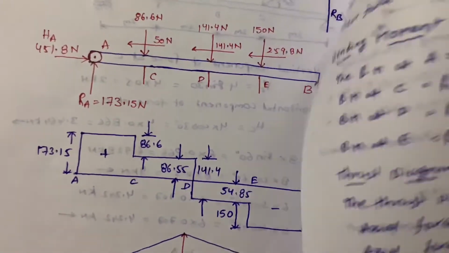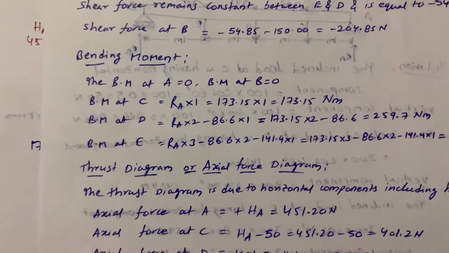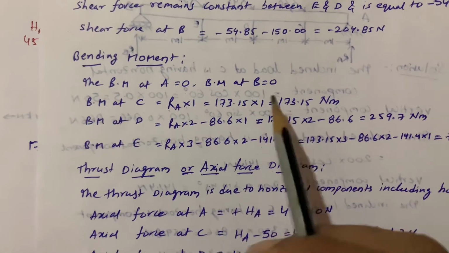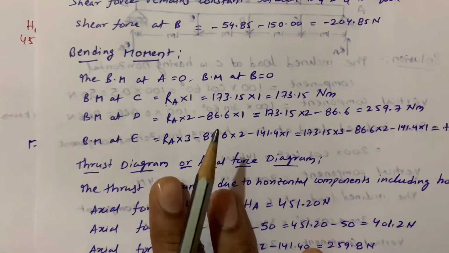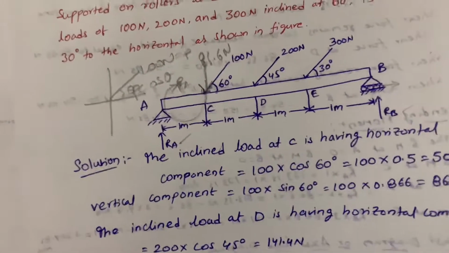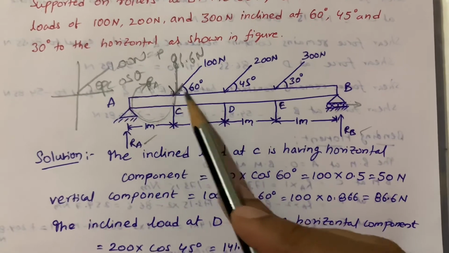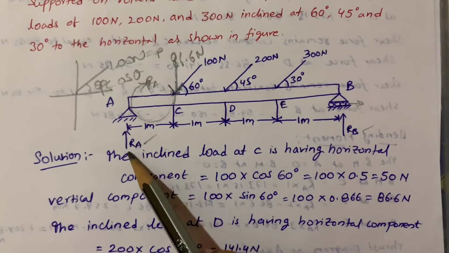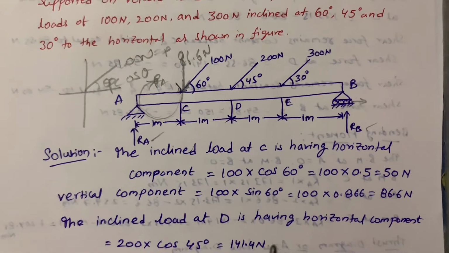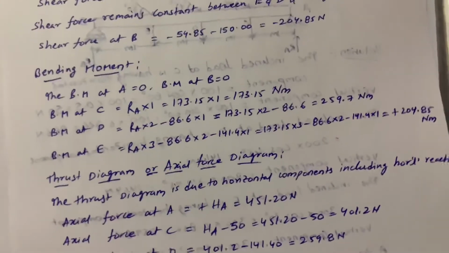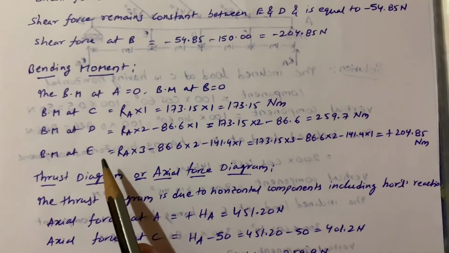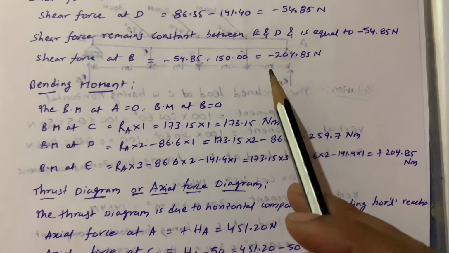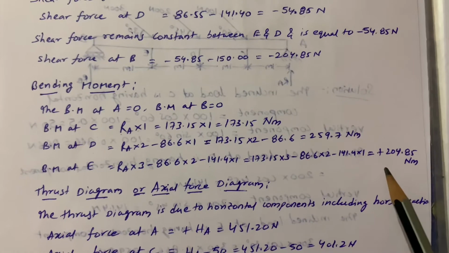Okay, so after that, bending moment at C, the formula we know is force into perpendicular distance. I wrote the values. And bending moment at D, force into perpendicular distance, force into perpendicular distance, force into perpendicular distance, and force into perpendicular distance. I wrote all the values and calculated them. I got this value. See here, I got the negative value and I got the positive value.